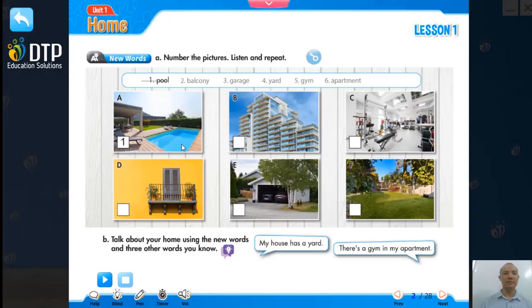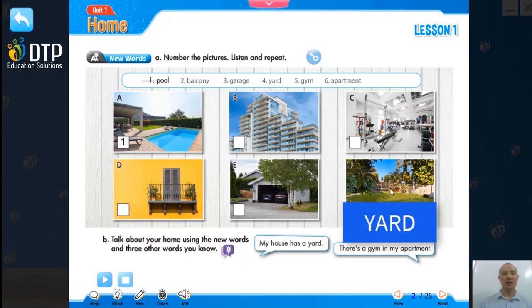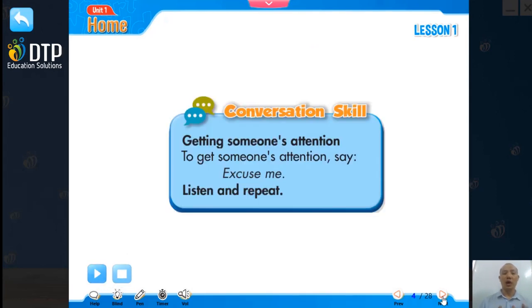In the first period, we studied 6 vocabulary words. What is it? Pool. What is it? Apartment. What is it? Gym. What is it? Balcony. What is it? Garage. And what is it? Yard. We also study how to get someone's attention by saying, "Excuse me.